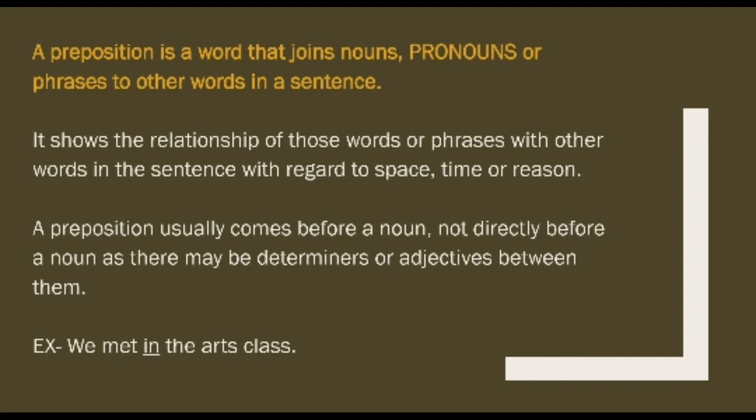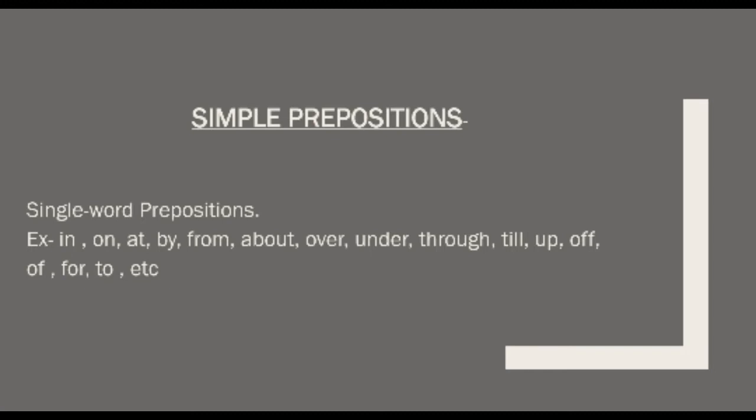Now let's know about the different types of prepositions. Basically, students, two important types of prepositions are there, which we are going to see. First one is simple prepositions. Simple prepositions are single word or one word prepositions, जो one word prepositions होती हैं, right? You can see the examples: in, on, at, by, from, about, over, under, and a number of others. So single word prepositions are simple prepositions.